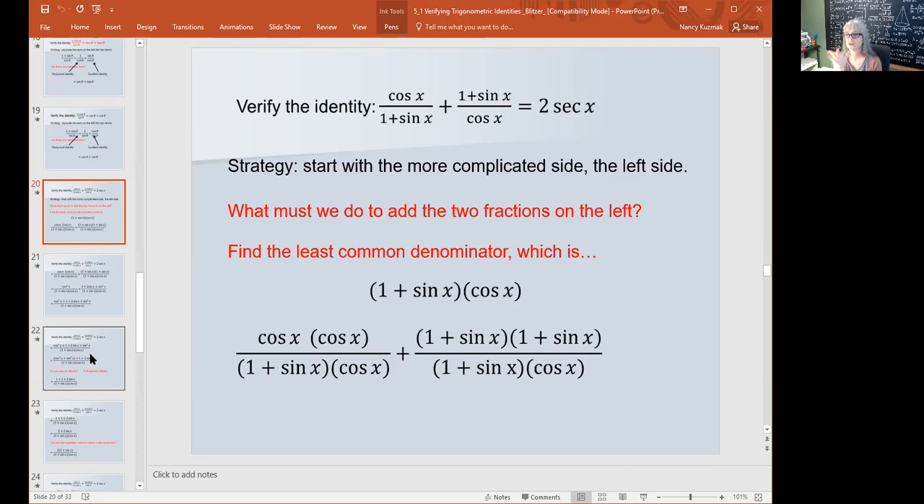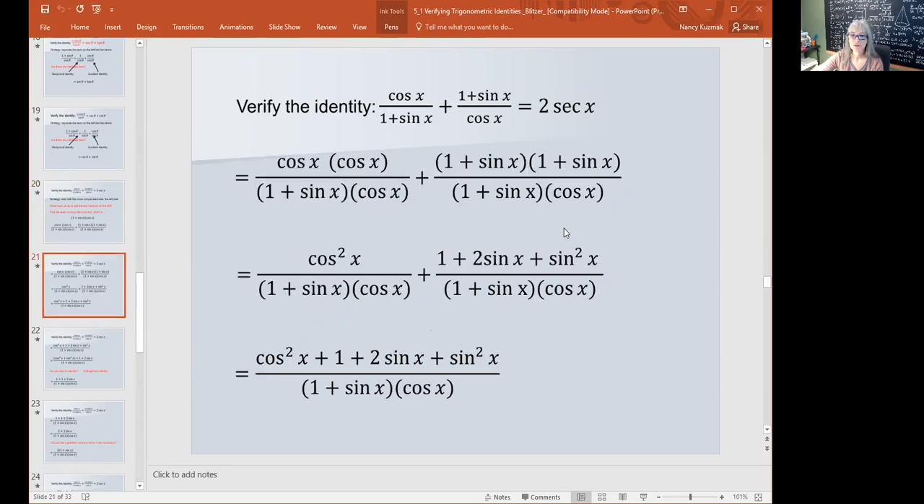And I don't have any Pythagorean identities I can use. I don't see any square terms. But what I could do is add the two fractions. So I need a common denominator of 1 plus sine x quantity times cosine x, right? So that would mean I'd have to multiply my cosine x by cosine x, and my 1 plus sine x times my 1 plus sine x. Am I happy with it? I don't know. Let's see. You have to take a leap of faith.